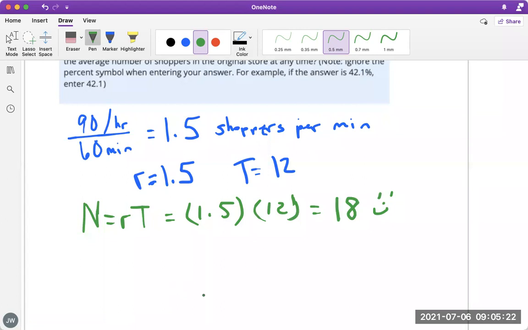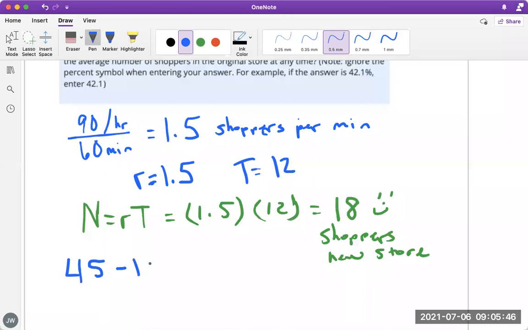So if we have 18 shoppers at any given time, let me put 18 shoppers. And this is the new store. Let's recall the old store. Remember the old store, it was 45. Okay, so let's take that away and divide it by, that's the change over the original. And don't forget we're doing percent, so let's throw that in at the same time.